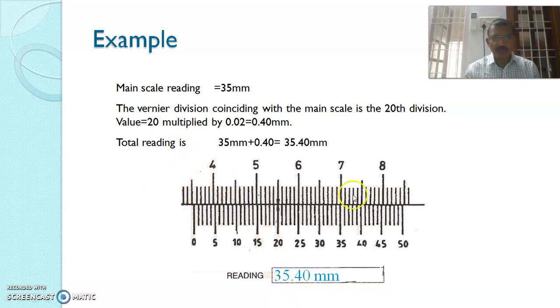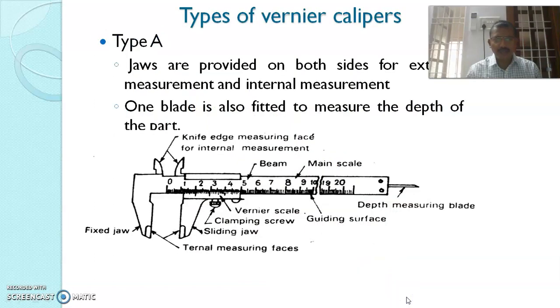Understand? The top one is the main scale, bottom one is the vernier scale. The reading is 33, 34, 35, then in between 35 and 36, and we have to measure the exact dimension. It coincides with the 20th division, so 20 multiplied by 0.02 equals 0.40. So 35 plus 0.4 is 35.4 mm.